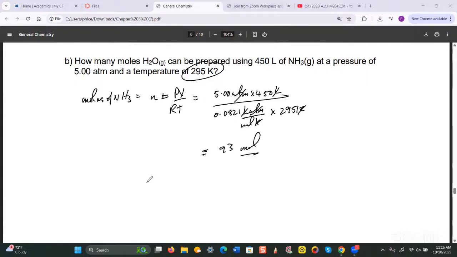Use the conversion factor to convert that many moles of ammonia to water. So 93 moles of ammonia. So what's the conversion factor? I need to scroll back to the equation above.